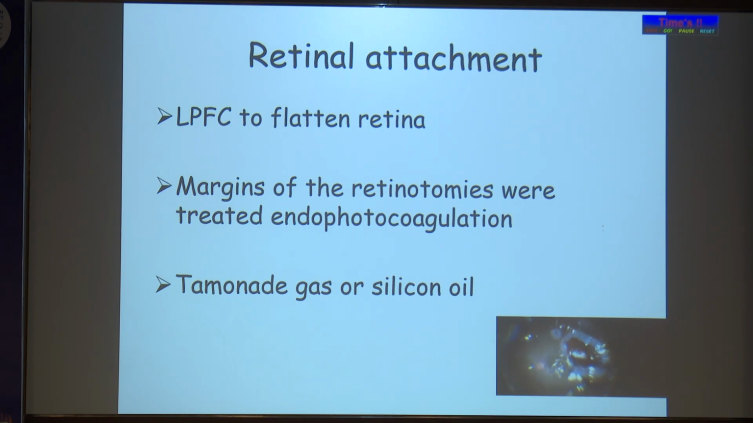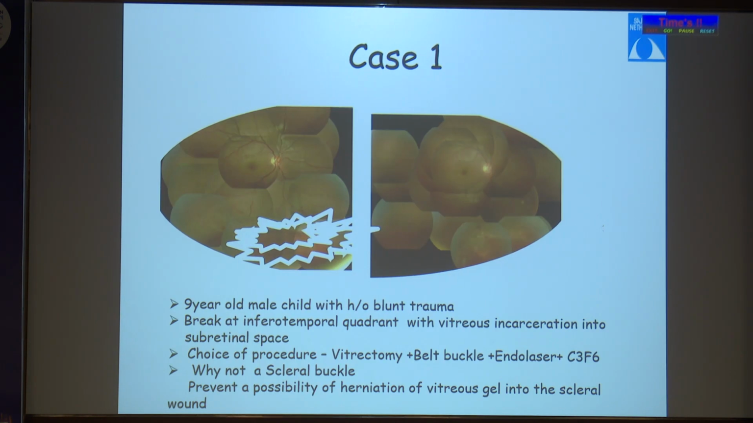So now this is the same fundus of the patient whom I showed you the ultrasound. So the ultrasound is very, very classical, and you should be able to identify it on the ultrasound. Now here I'm going to show you two cases which I've operated. This is case 1, wherein it's a 9-year-old male with history of blunt trauma, the break at the infratemporal quadrant with the vitreous incarceration. So here it's only the vitreous into the subretinal space.